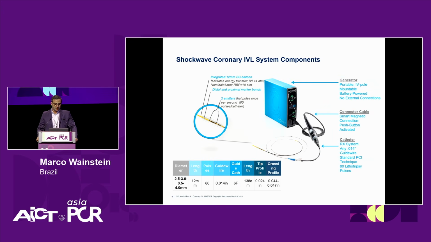So how is the Shockwave system? It basically consists of one generator, a portable generator, the connector cable, and the balloon catheter. There is a rapid exchange, over-the-wire 0.014 inch wire compatible system. The balloons go from 2.5 to 4.0 diameters, and they all have 12 millimeters in length, and they all have 2 emitters that are responsible to pulse 1 per second, from 80 to 120 pulses, depending on the balloon. The C2 balloon has 80 pulses, and the C2 Plus has 120 pulses.